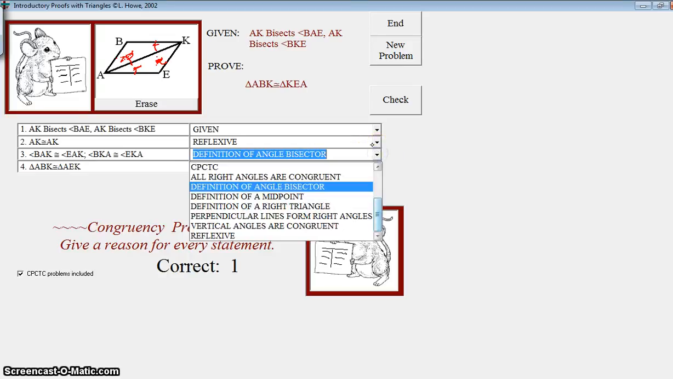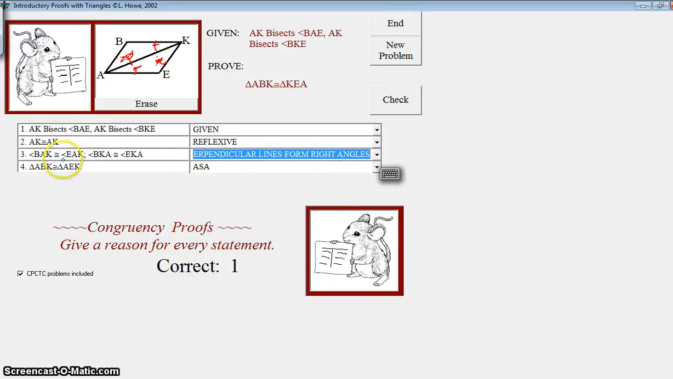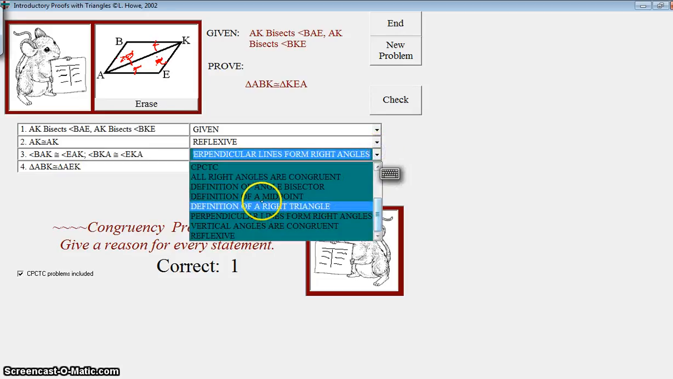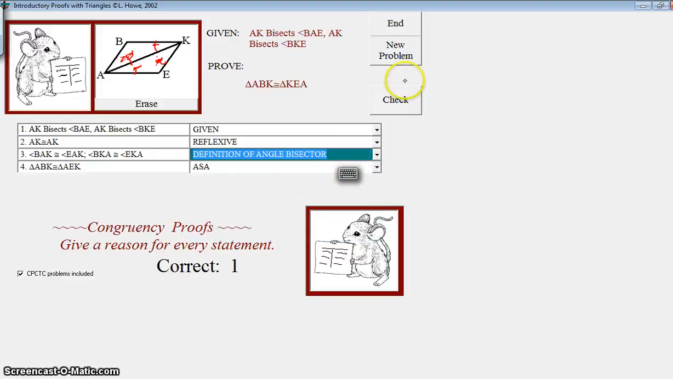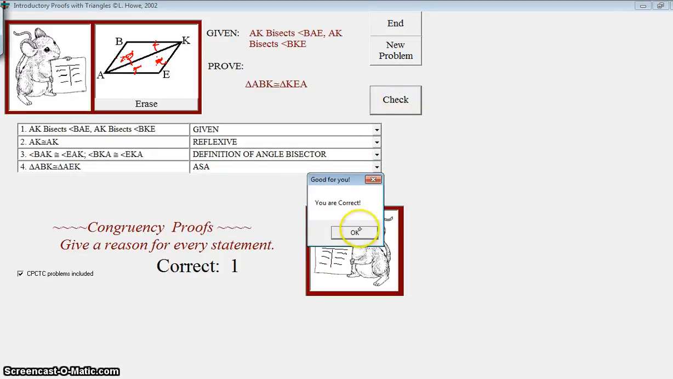Now notice in here there are some other definitions. I like the vertical angles, that's my favorite. Let's go ahead and try this one. Perpendicular lines form right angles. We know that's not the reason for this BAK congruent to EAK, but let's go ahead and see what it tells you. Well, it tells you which one is incorrect, so don't be afraid to make a mistake. And go ahead and say definition of angle bisector, check again, and you are correct.